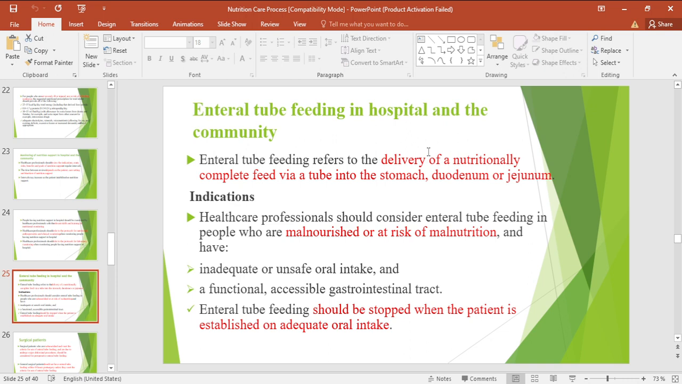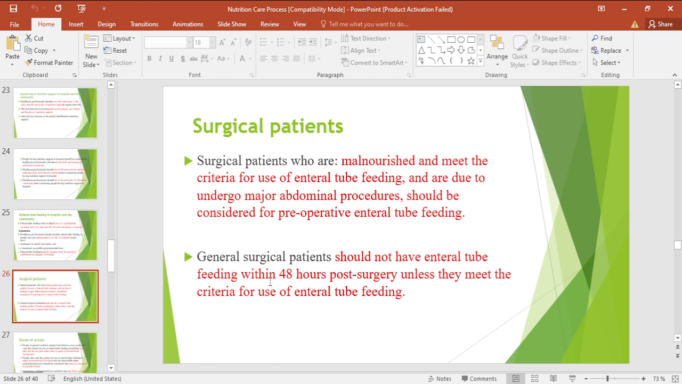Enteral feeding should be stopped when the patient is established with adequate oral intake. There are also surgical patients who are malnourished, meet the criteria for use of enteral feeding, and are due to undergo major abdominal procedures. They should be considered for preoperative enteral tube feeding. The general surgical patient should not have enteral tube feeding within 48 hours post surgery unless they meet the criteria for use of enteral feeding.